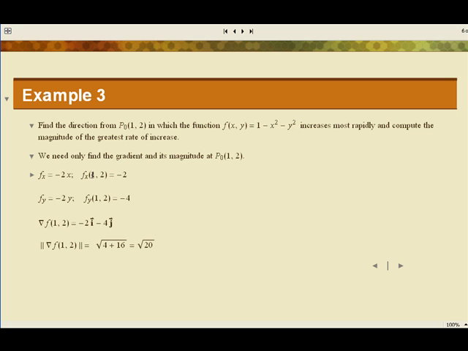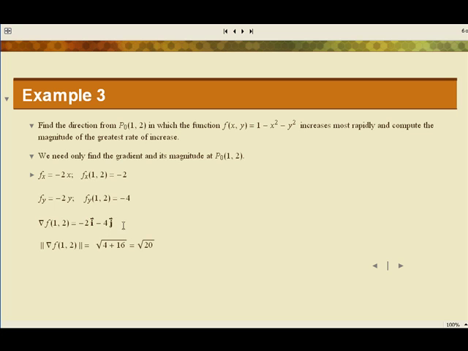And now we plug in our values. At (1, 2), the x is 1, so we'll just get negative 2 for our function. At (1, 2), the y is 2, so negative 2 times 2 gives me negative 4. So there's the negative 2 and negative 4. That is my gradient, so that is the direction of the most rapid increase. They didn't ask for a unit vector or anything like that, so we can just leave it. You could divide by 2 to get the length out, but it's not really necessary for this, so I'm just going to leave the gradient as is.